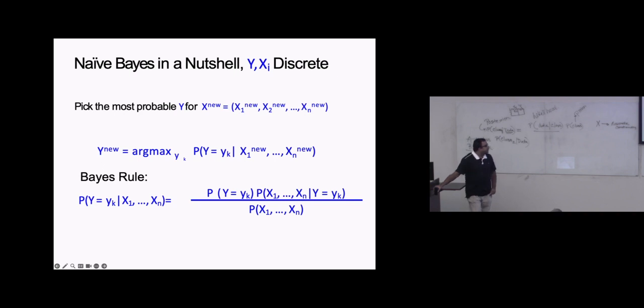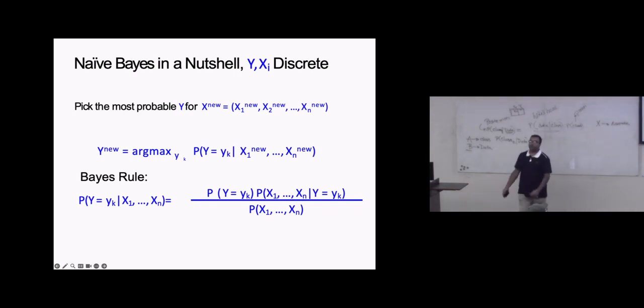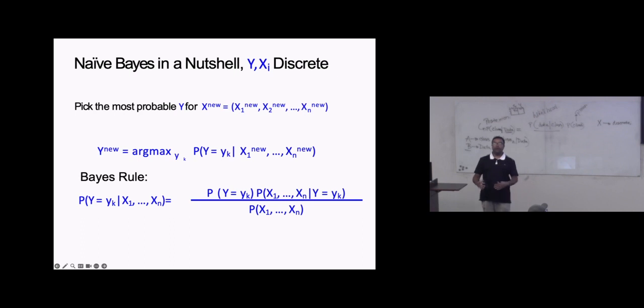Right? So let's consider the case where X is discrete for now, and we'll go to the continuous case. And remember, in the case of decision tree, when we learned how decision tree works, what was the assumption we made on X? Was X continuous or discrete? Discrete. Discrete, right? And then how did we handle continuous cases?